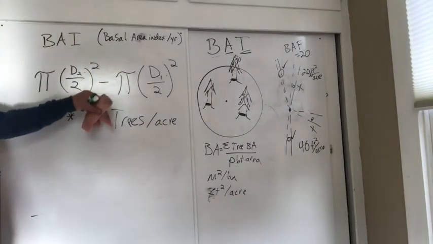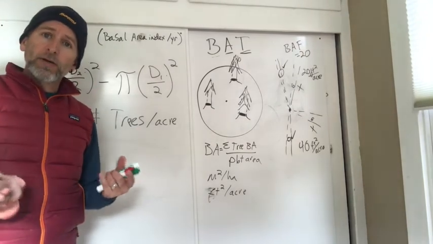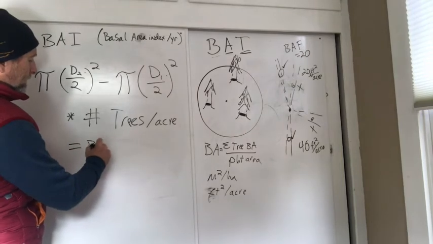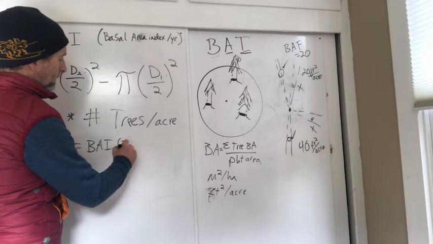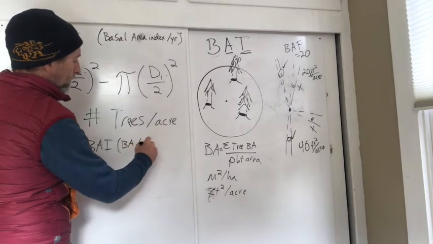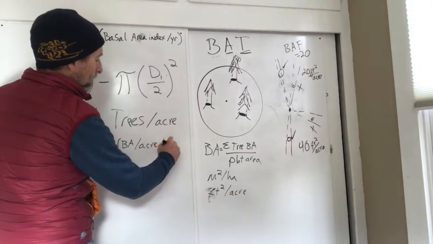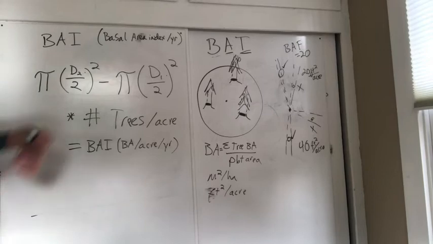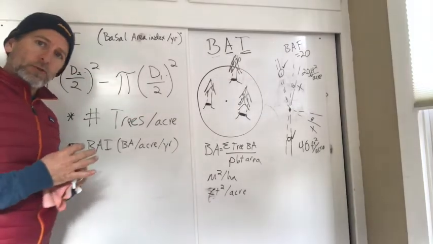In that way, if you know your basal area index and you just multiply by the number of trees per acre, then this is going to end up giving you basal area index in units that are basal area per acre, and then you can divide by time to get per year, which is really what we're looking at. Time is inherent in this calculation because we have time 1 and time 2.